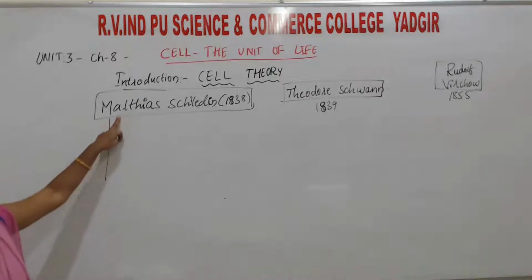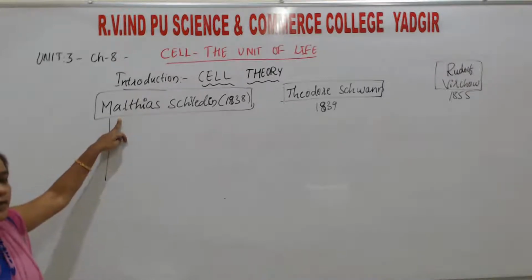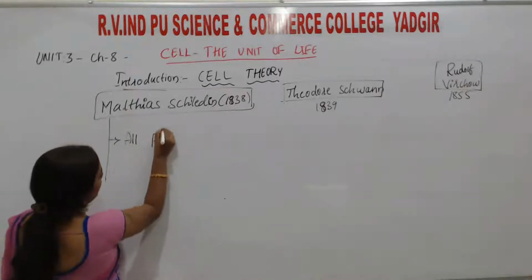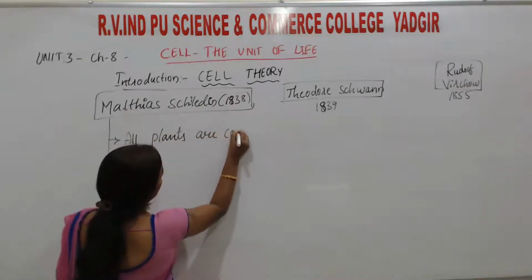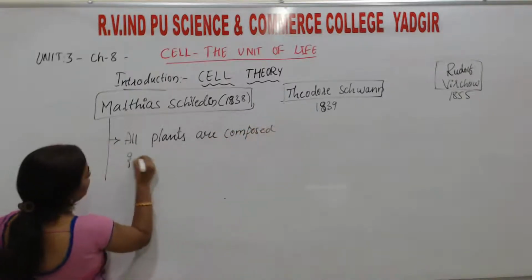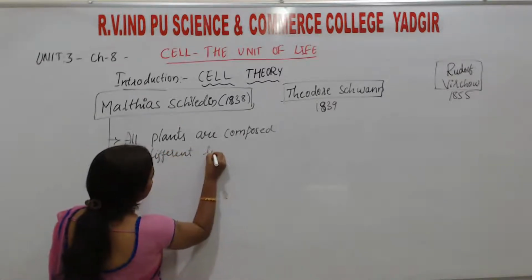Matthias Schleiden observed that all plants are composed of different kinds of cells. All he is telling is that all plants are composed of different types of cells.